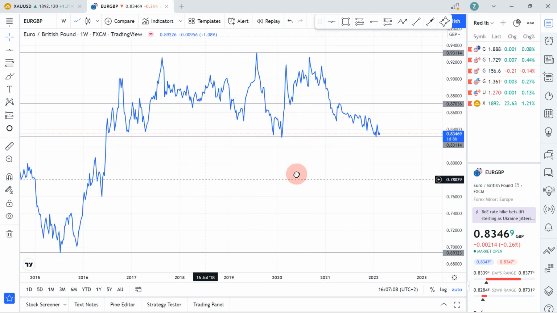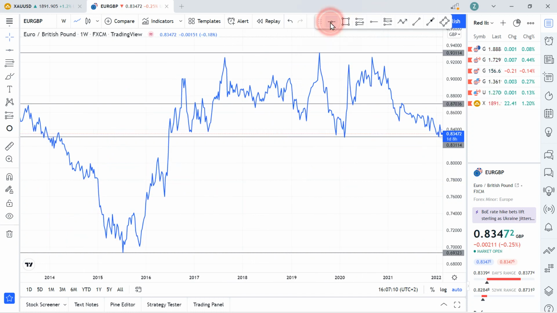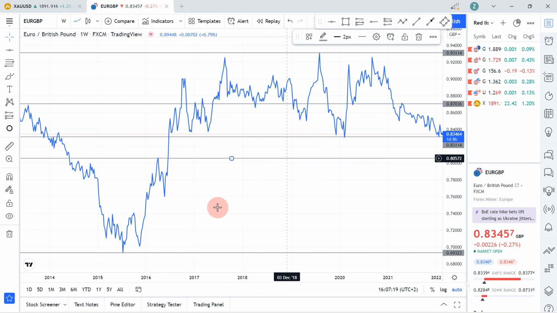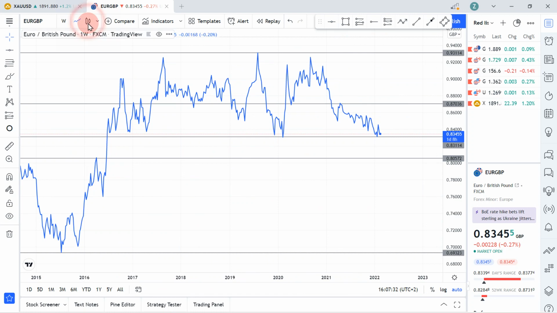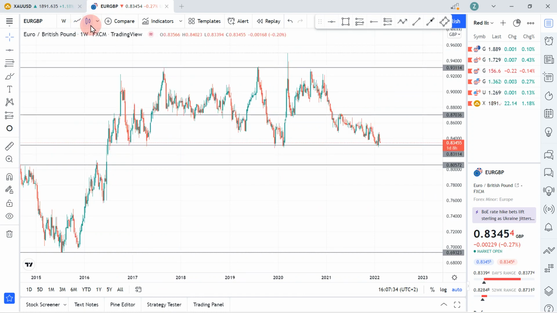Then what we would do, normally I place a maximum of at least 5 key levels where the market hits and reverses. So this is my fifth key level, and then I'll switch back to candlesticks.